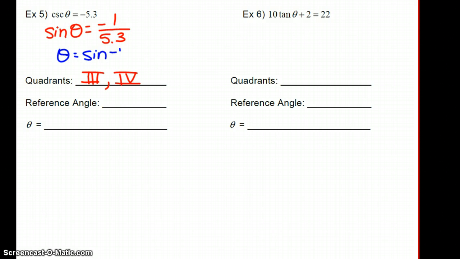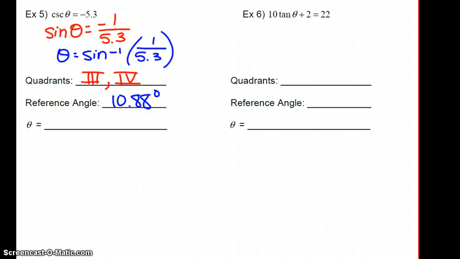So sine inverse of, don't plug in the negative, plug in your positive. Sine inverse of 1 divided by 5.3. That will give you a reference angle, 10.88 degrees.